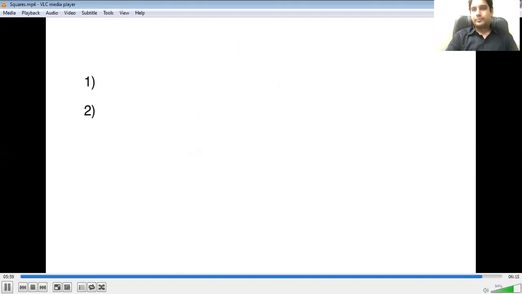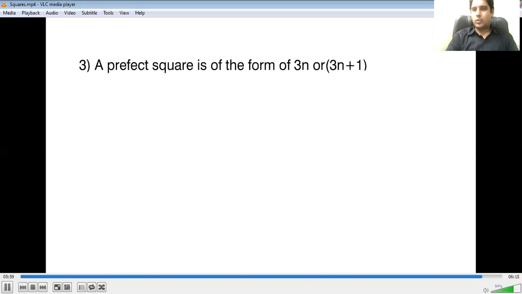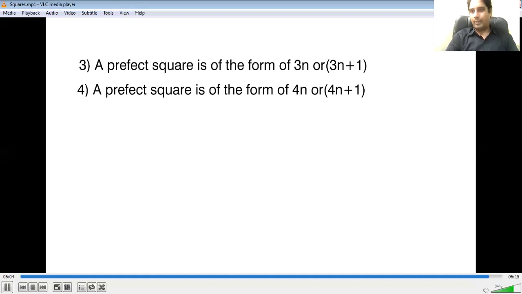Third fact, when you divide any perfect square by 3, it will leave a remainder of either 0 or 1. That is, any perfect square is always of the form 3n or 3n plus 1. Next, any perfect square is always of the form 4n or 4n plus 1. That is, when you divide by 4, either it will be perfectly divisible or it will leave a remainder of 1. These four facts which we have discussed can be used to eliminate any option.